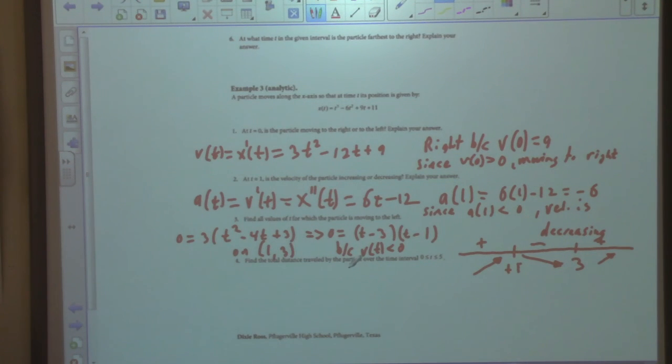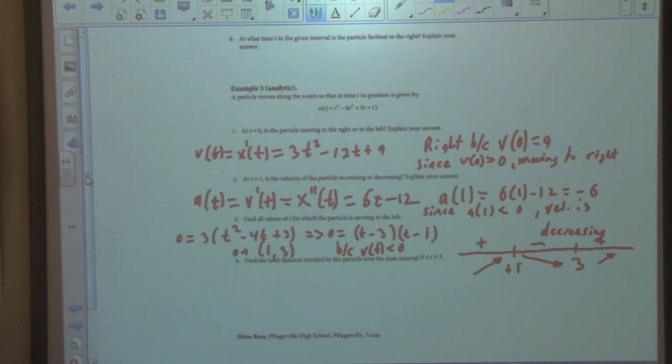Now Aaron asked a question about open intervals or closed intervals. Most of the time you're going to be using open intervals when you talk about velocity or acceleration, because you're less likely to be caught in a trap of being wrong by doing that. Okay, find the total distance traveled by the particle over the interval from 0 to 5.